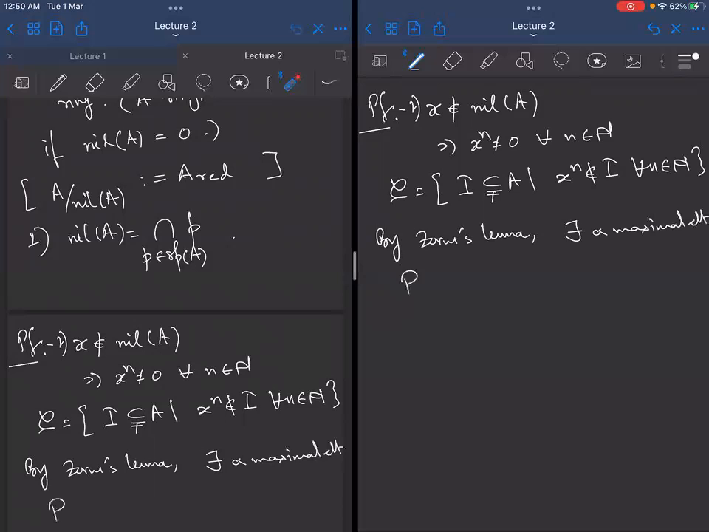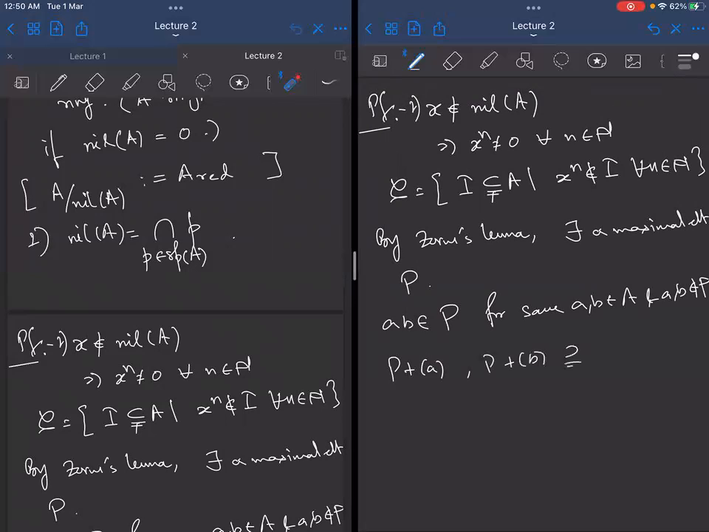I am calling that P. Now I want to show that P is a prime ideal. For that, suppose ab belongs to P for some a, b in A, and a and b both do not belong to P. We want to derive a contradiction from this. So a and b do not belong to P. That means P plus (a) and P plus (b) are ideals which strictly contain P. And P is a maximal element of C. That means these P plus (a) and P plus (b) cannot be in C.